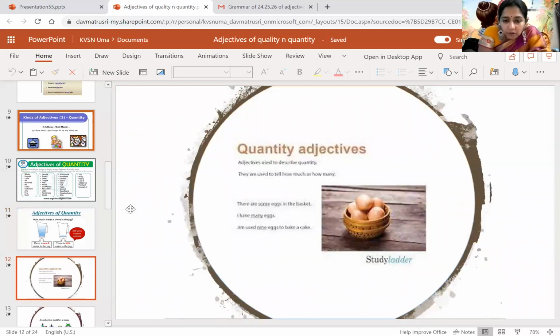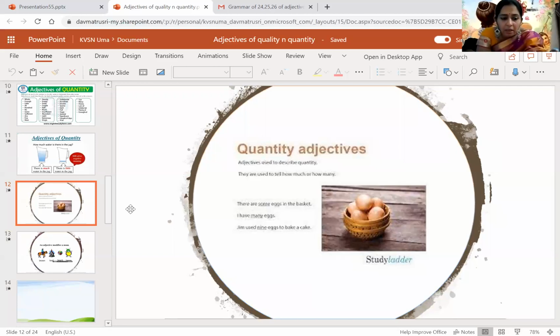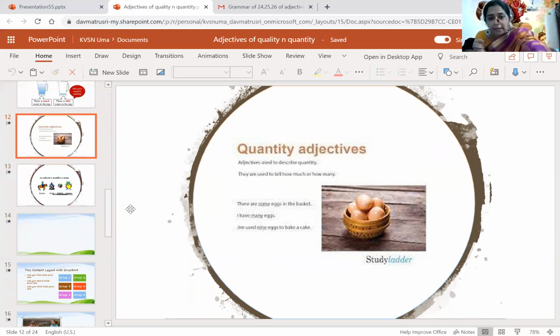And you can see here on the picture, adjectives describe the quantity. Like there are some eggs in the basket. Some eggs in the basket, right? So I and Jim used some eggs to bake a cake. Some eggs. How many eggs? We don't know. But how much can I say? Like some eggs they used to make a cake. Okay, children? So that is adjectives of quantity.